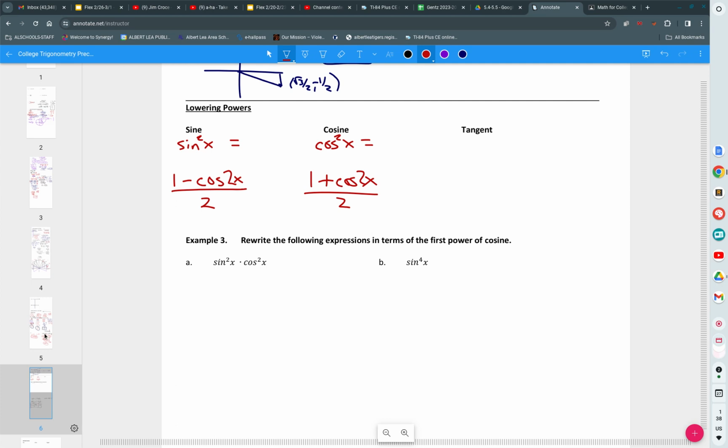And then finally, the last one, tangent. We do tangent squared of x. And that would be equal to sine divided by cosine, which is going to be 1 minus cosine of 2x divided by 1 plus cosine of 2x.